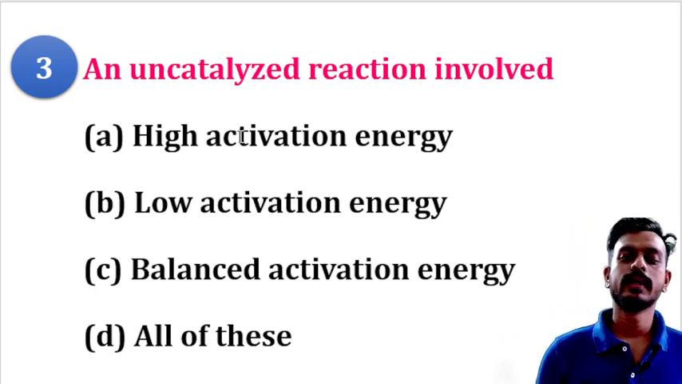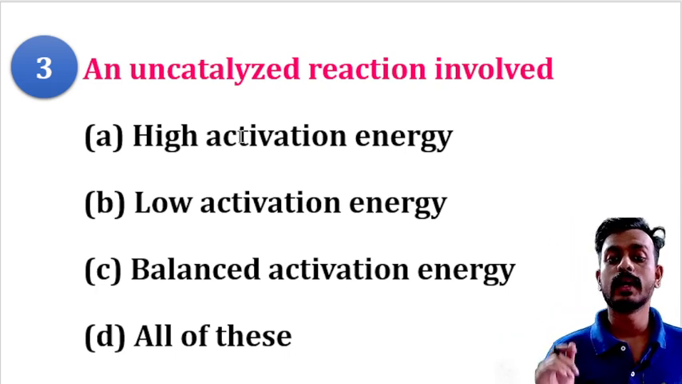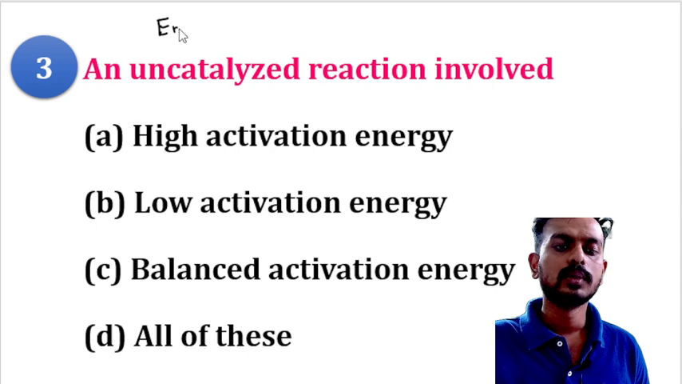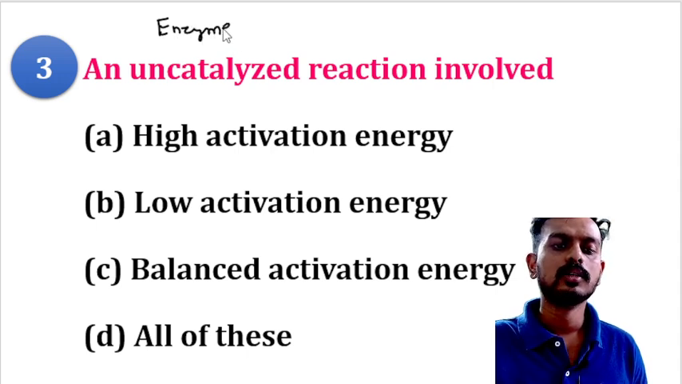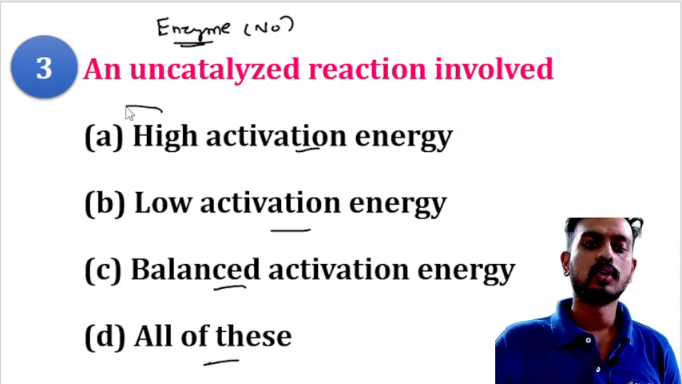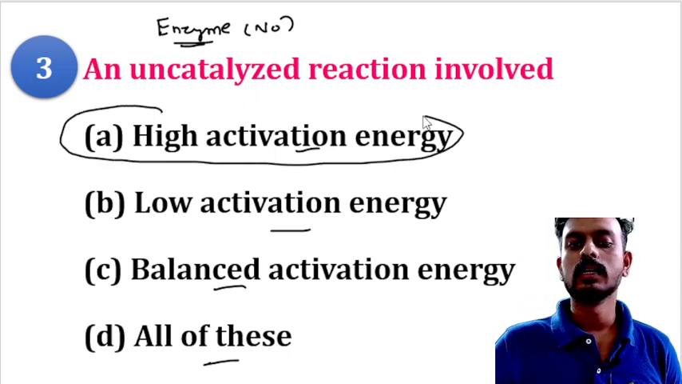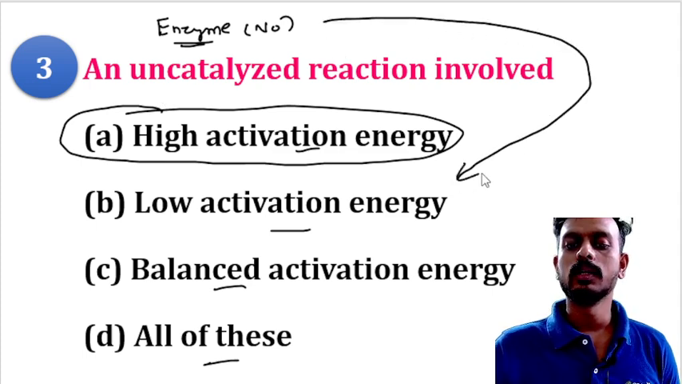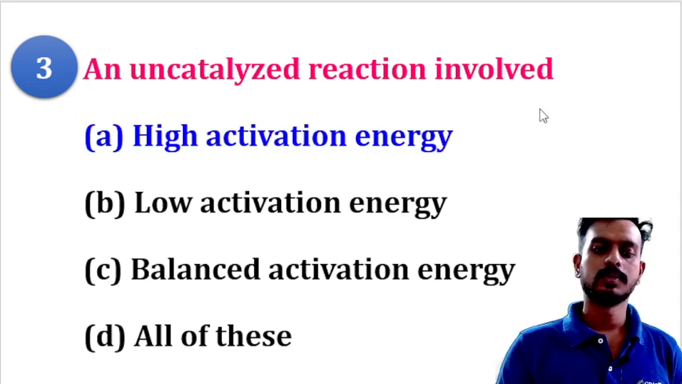An uncatalyzed reaction means no catalyst is used. Here, catalyst means biocatalyst or enzyme. So if no enzyme is involved, the options are high activation energy, low activation energy, balanced activation energy, all of the above. When an enzyme is not involved, the activation energy is high. That's why enzymes act by lowering the activation energy. Option A is the right answer.